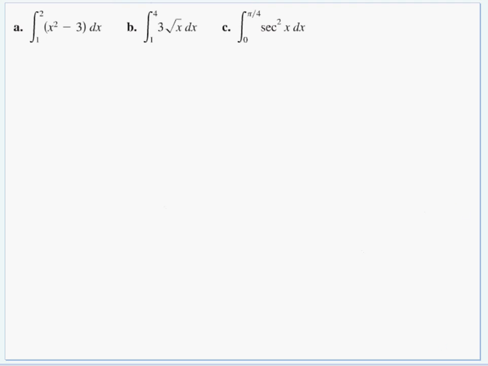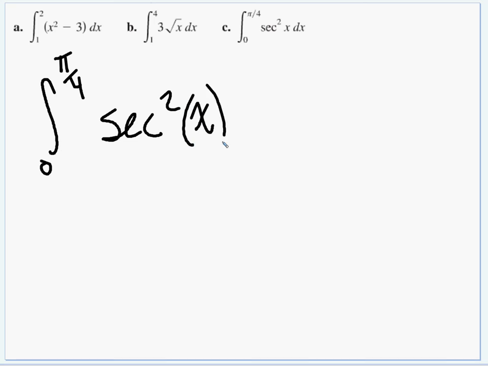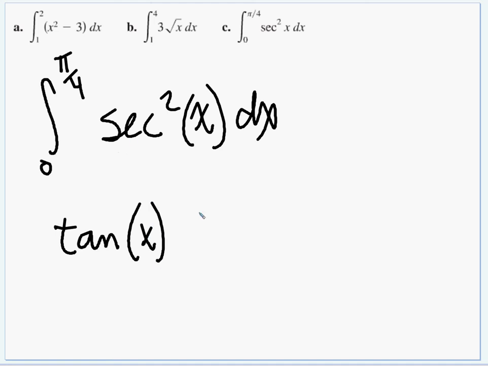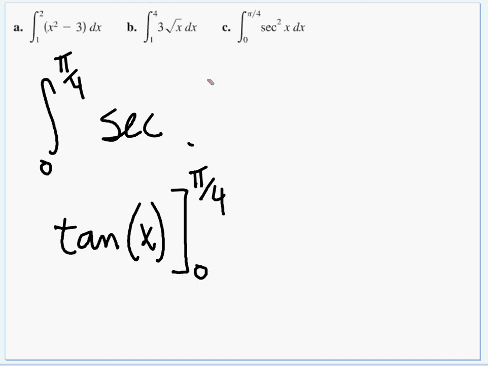Okay, we are not having fun until we do a trig function. 0 to quarter pi of secant squared of x dx. Okay, we got to anti-derive that, or think, what did we derive to get secant squared? Well, of course, that was tan x. And the integral sign is now over here on the right as a bracket from 0 to quarter pi.